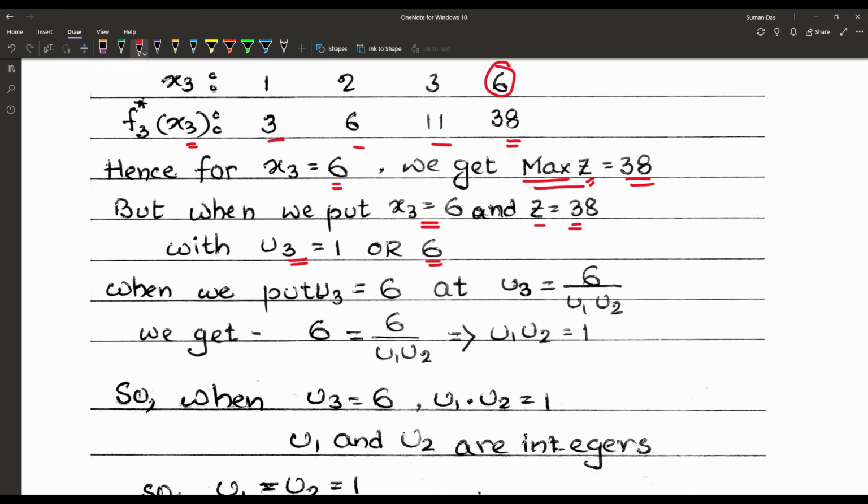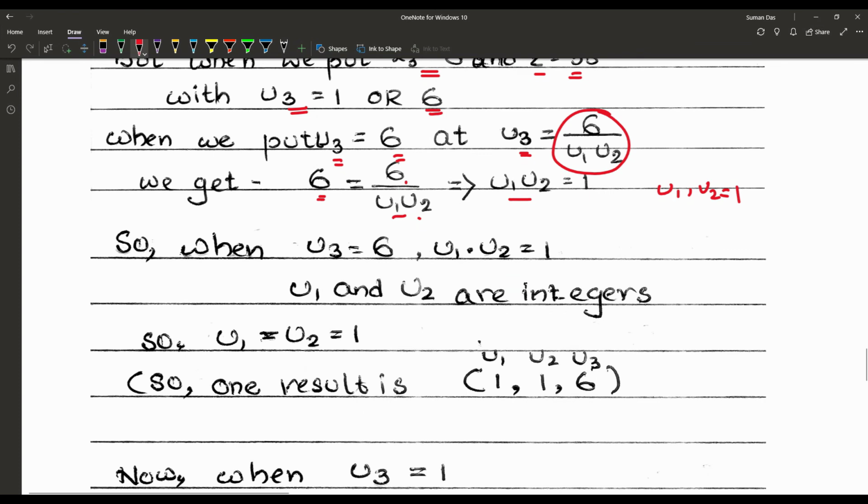So when we put the value of u3 equal to 6 into u3 equal to 6 by (u1 into u2), we get u1 into u2 equal to 1, and that is possible when u1, u2 are both 1, because both are integers. Again, when we have u3 equal to 6, u1, u2 is equal to 1. So the result may be 1, 1, 6 for u1, u2 and u3.